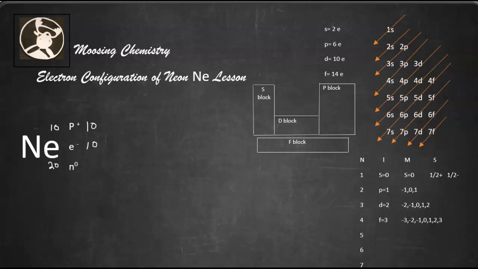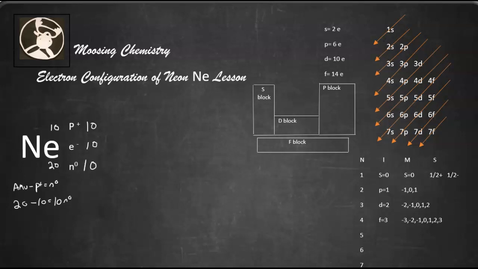But what about its neutron count? Well, neutrons are AMU minus protons equals our number of neutrons. So we have 20 minus 10, which would give me 10 neutrons. Okay, so we're going to put a 10 right here.